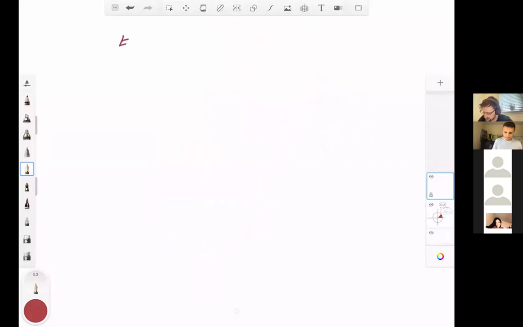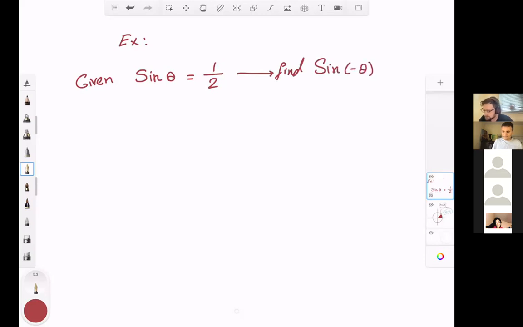Example, sine of x. So sine of theta equal to 1/2. Good. The question is, given sine of theta equal to 1/2, find sine of negative theta.